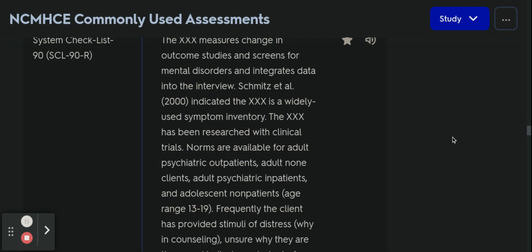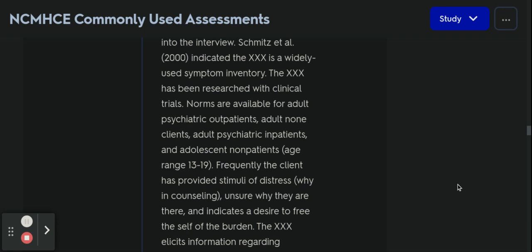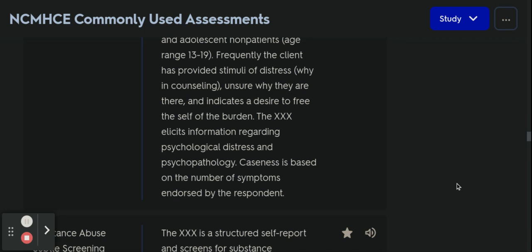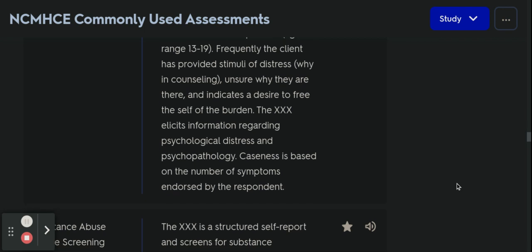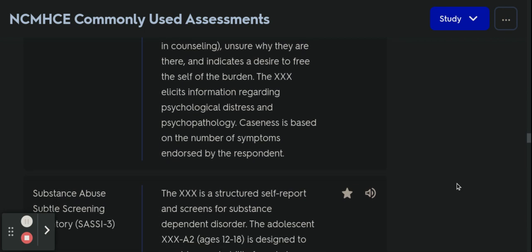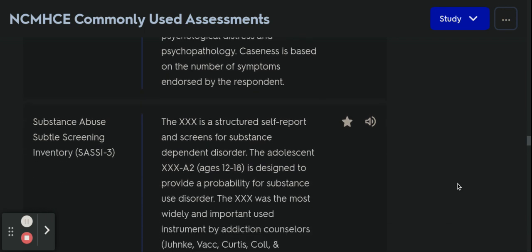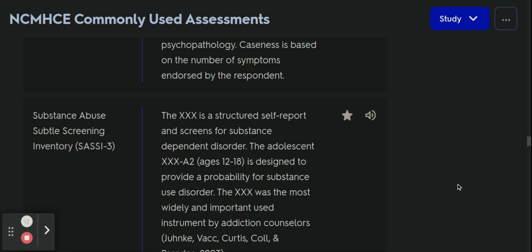Frequently, the client has provided stimuli of distress, is unsure why they are there, and indicates a desire to free the self of the burden. It elicits information regarding psychological distress and psychopathology. Caseness is based on the number of symptoms and endorsement by the respondent.